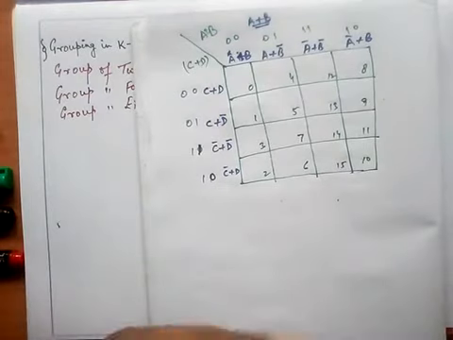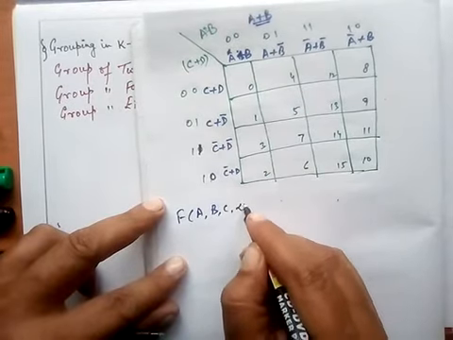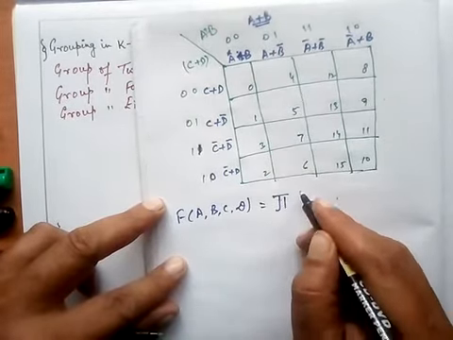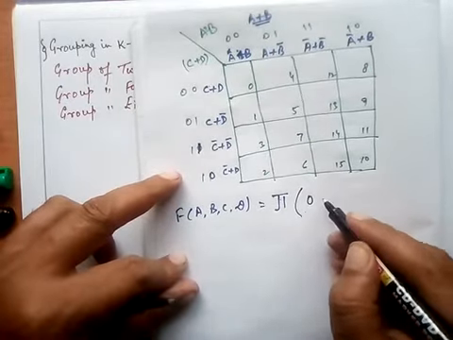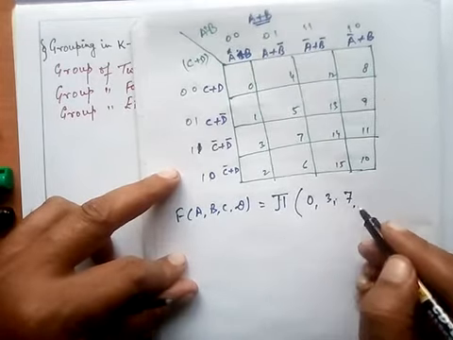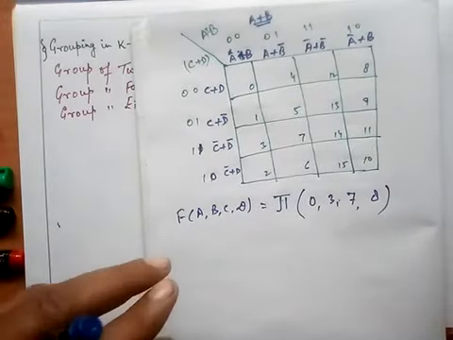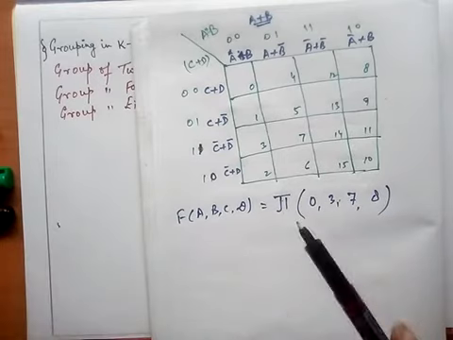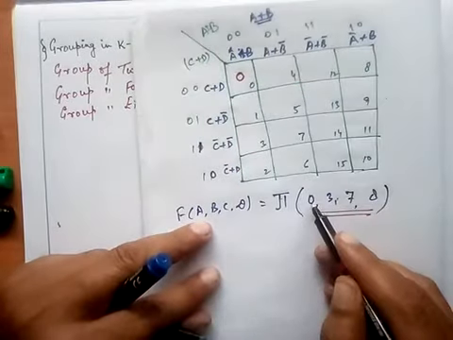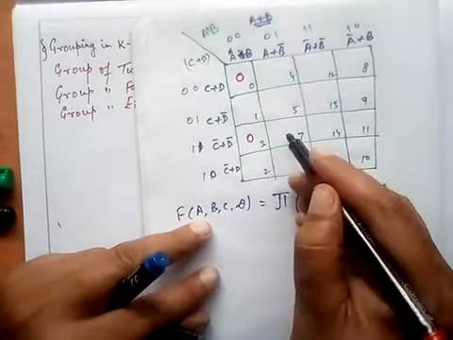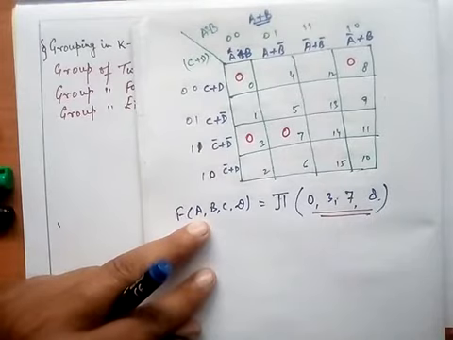Now suppose the problem given to you is f, a function of A, B, C, D, equal to the product of certain maxterms: 0, then 3, then 7, and suppose I take only this much, 8. That's all. Now, the very first thing, as I told you, since it is a product of maxterms, in the maxterm positions I substitute a 0. I substitute a 0 at 0, then at 3, 7, and at 8, at the decimal equivalent positions.